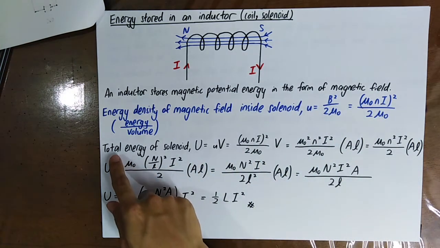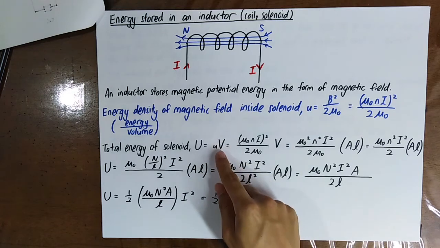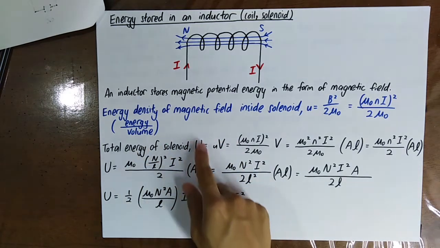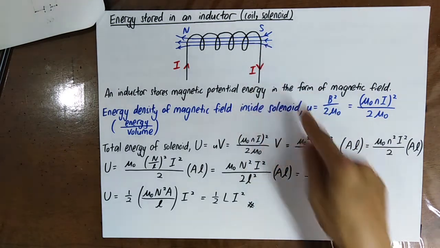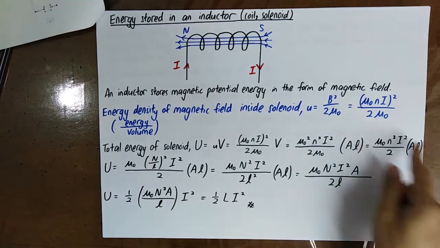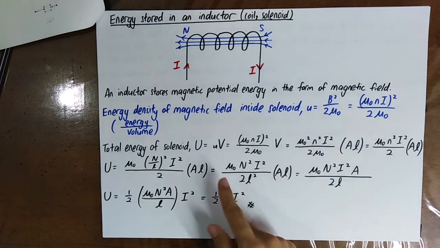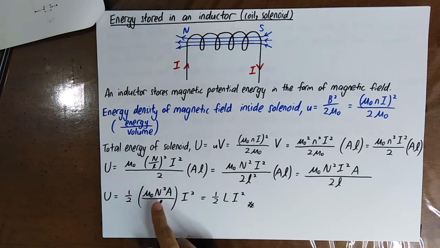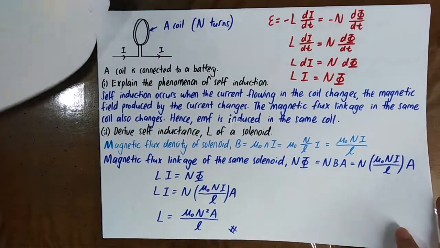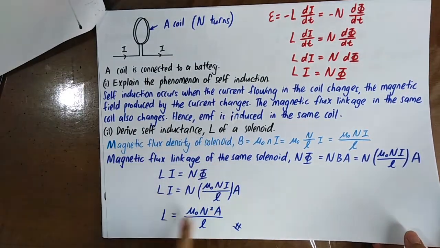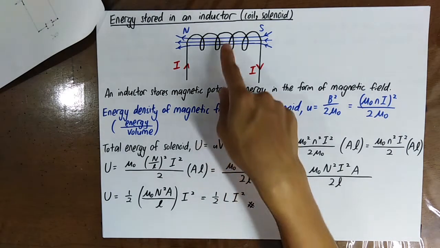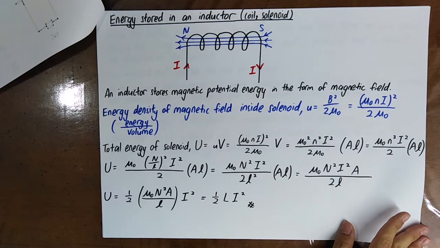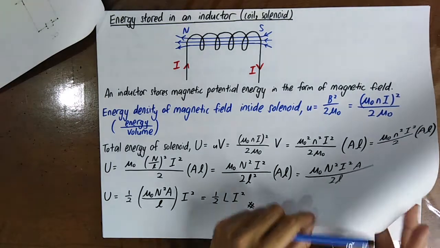Then you multiply the energy density by the volume to get the total energy of the solenoid. What is the volume of the solenoid? The volume is the area times the length of the solenoid. Then mu naught N squared A over L is the self-inductance of the solenoid, because just now you already derived the self-inductance of the solenoid. So the energy stored by the inductor is half Li squared, where L is the self-inductance and I is the current.